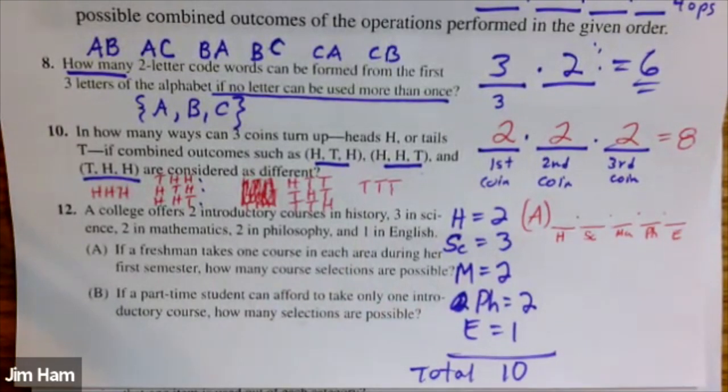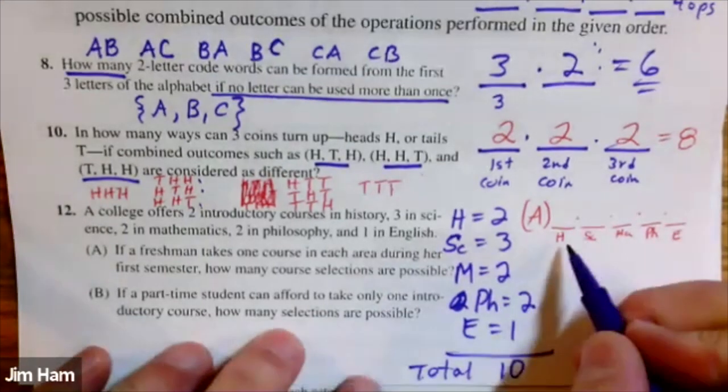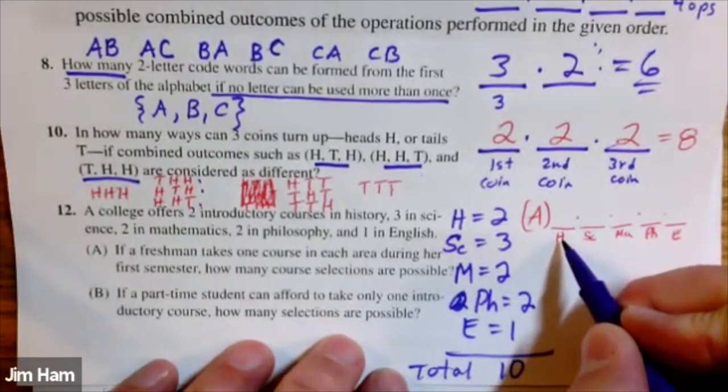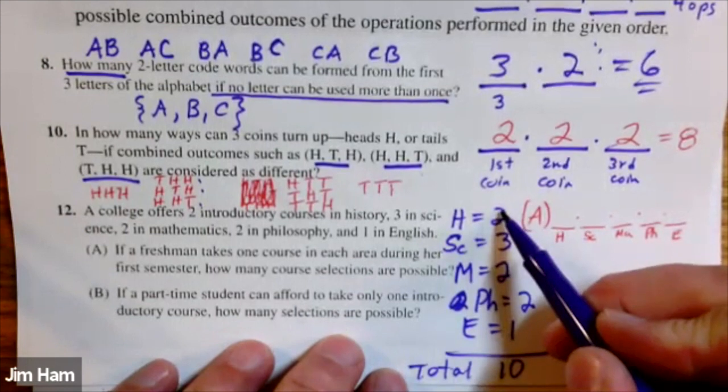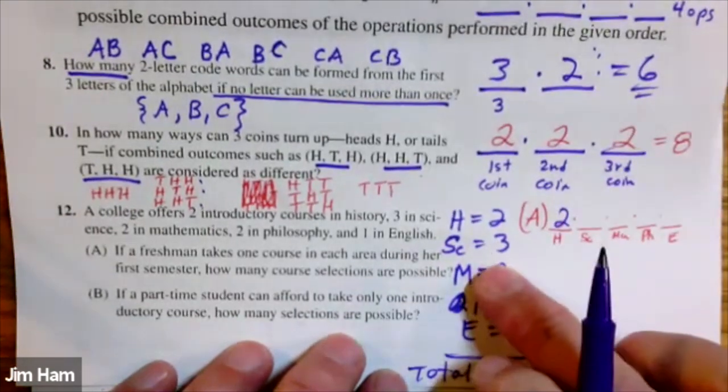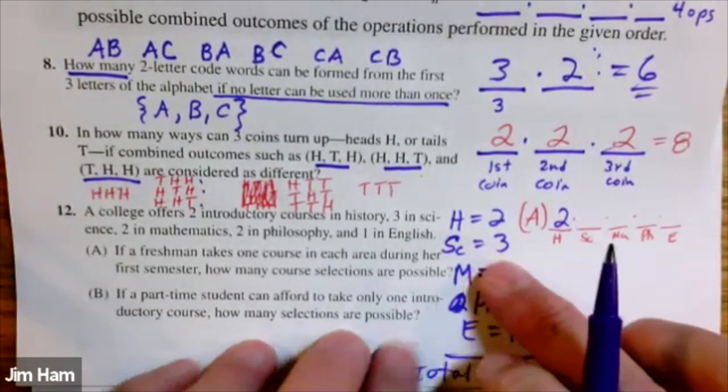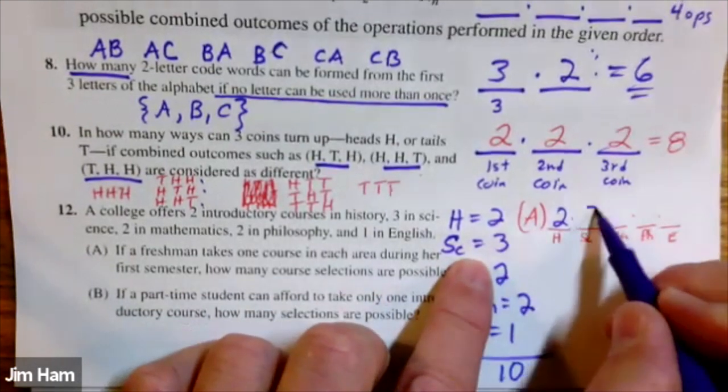So the generic operation that they talk about above in our definition would be selecting a course from a specific discipline. And here are your 5 disciplines. Okay, so how many ways can she select the history class? Well, she can select the first one or the second one. There are 2. How many ways can she select the science class? Since there are 3 intro science classes, there are 3 different ways.